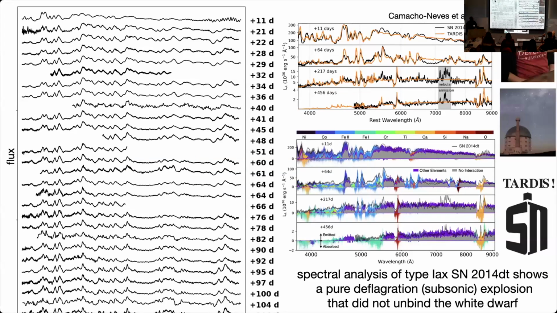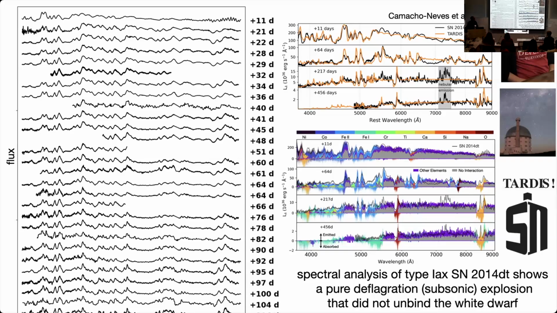Okay, here's just one example of that. This is, of course, my favorite, Type Iax. This is from my former PhD student, Isa Camacho Neves. We collected 500 days of spectra of this Type Iax. One of the interesting things about Iax is they don't become fully nebular. They don't become totally optically thin. We think that's because the white dwarf did not completely disrupt, and there's a compact remnant left behind at the center. So there's still an optically thick photosphere at late times.